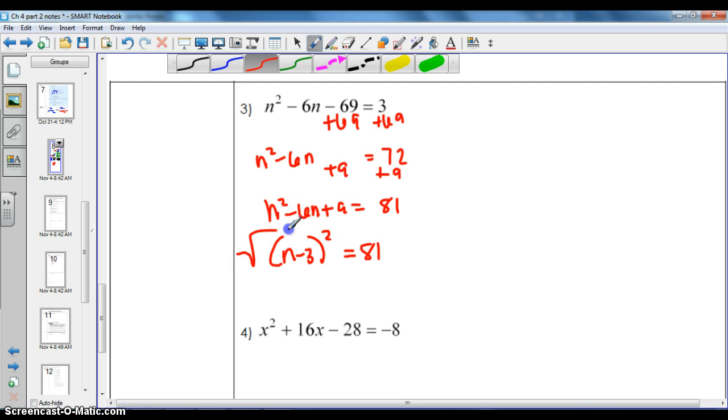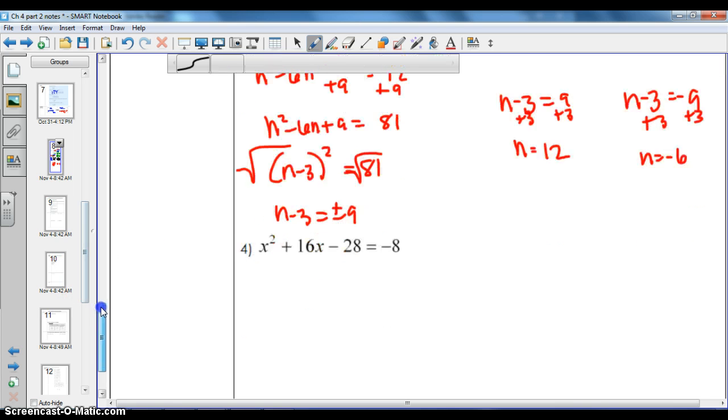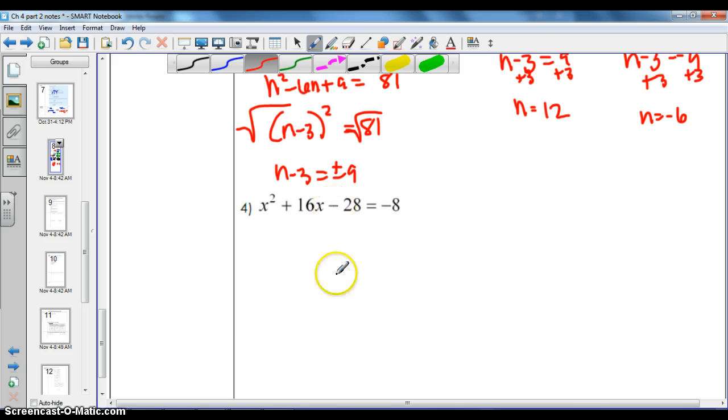When we do the square root of both sides next, we have n minus 3 equals plus or minus 9. Set up your two equations, one equal to positive 9, n minus 3 equal to negative 9, and then add 3 to both sides. So when we add 3 over here, we get 12, and when we add 3 over here, we get negative 6. All right, so try the last one on your own. Again, get the unmagical away, put the magical in, factor, square root, solve.